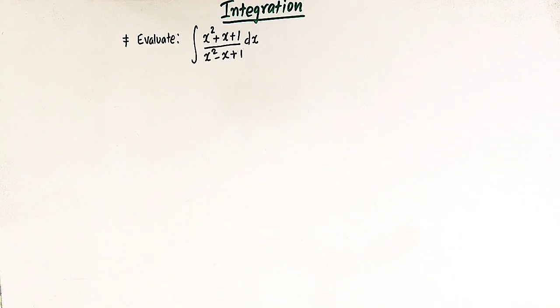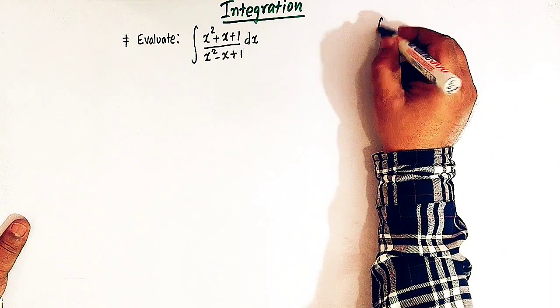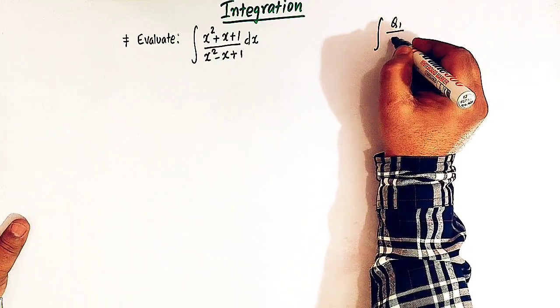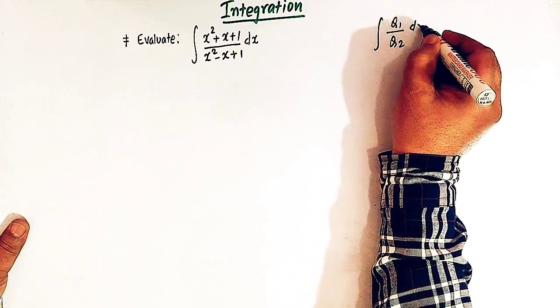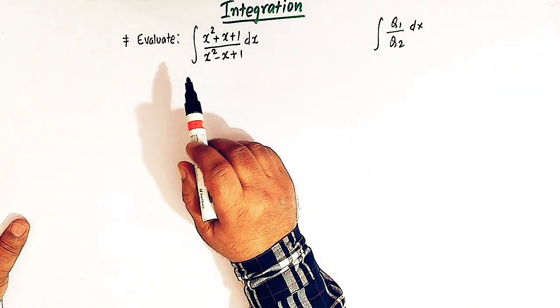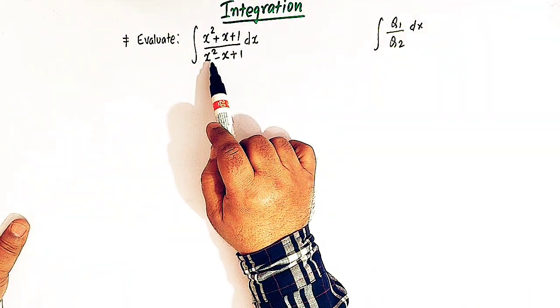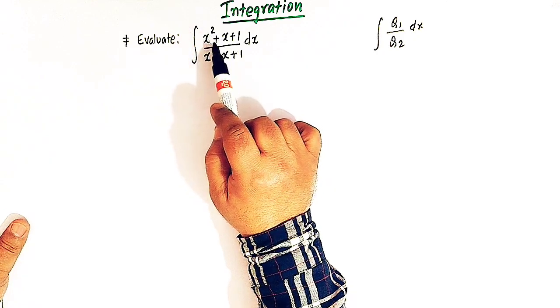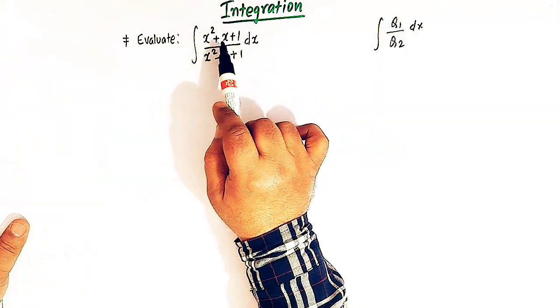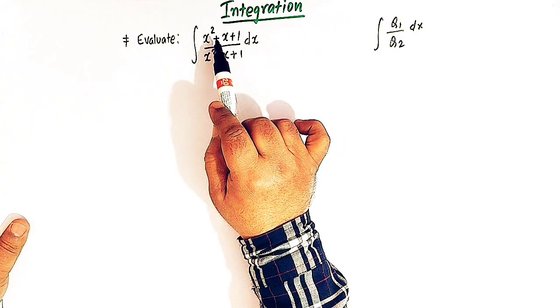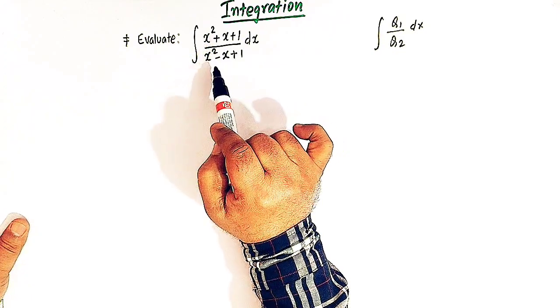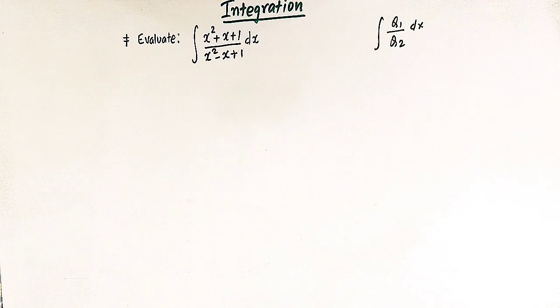Hello viewers, in today's session we are going to discuss another important form of indefinite integration in which the integrand is of the form quadratic over quadratic, right? So in this lecture we are going to integrate a function in which the numerator is a quadratic function and the denominator is also a quadratic function.